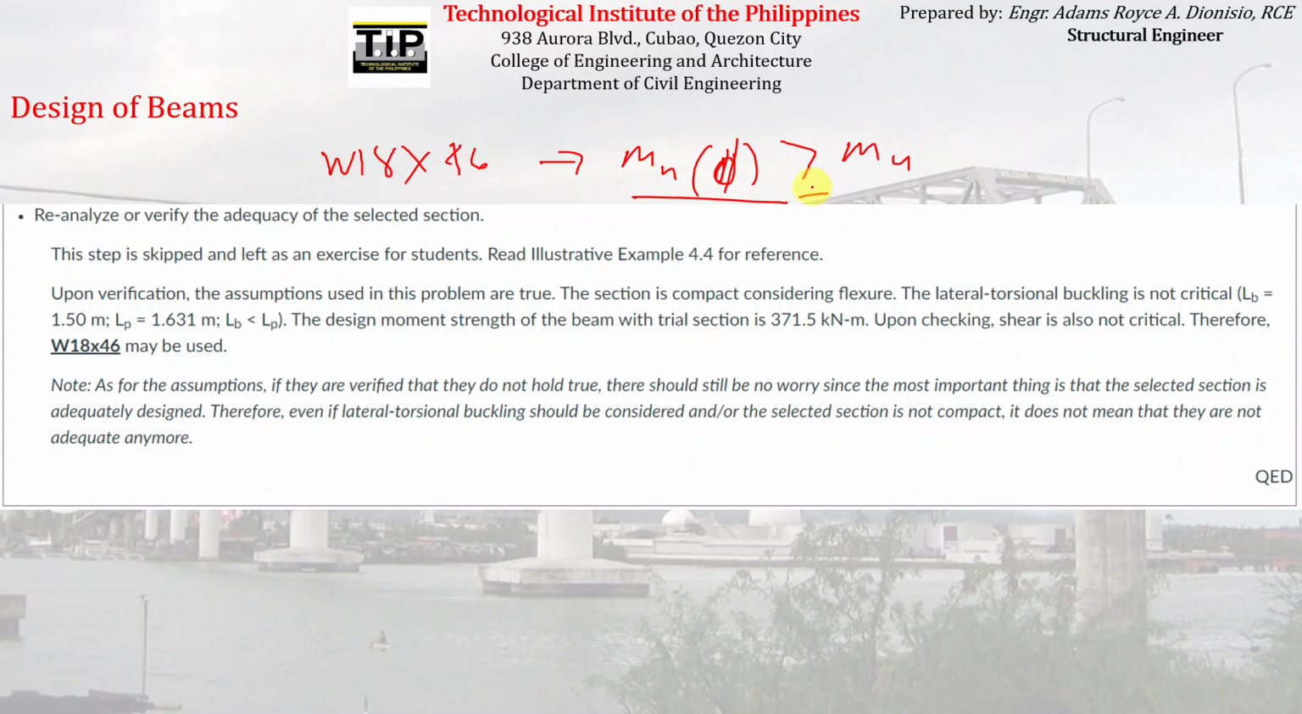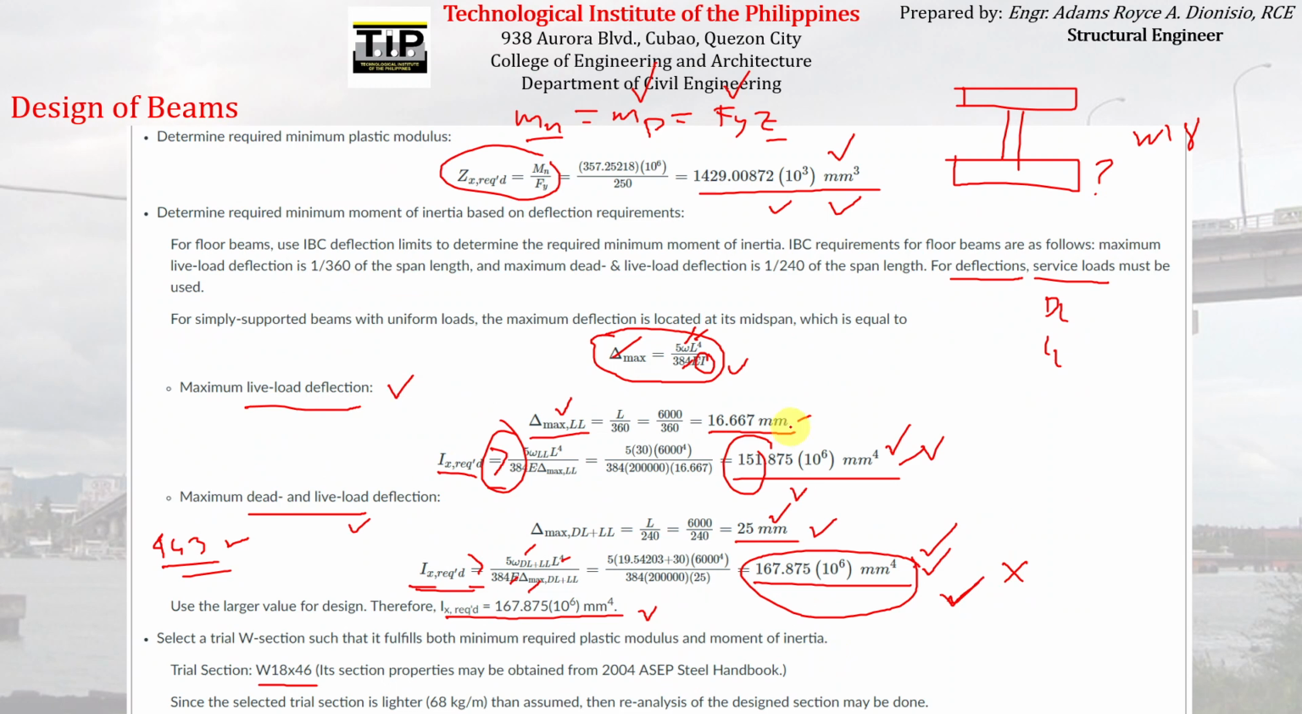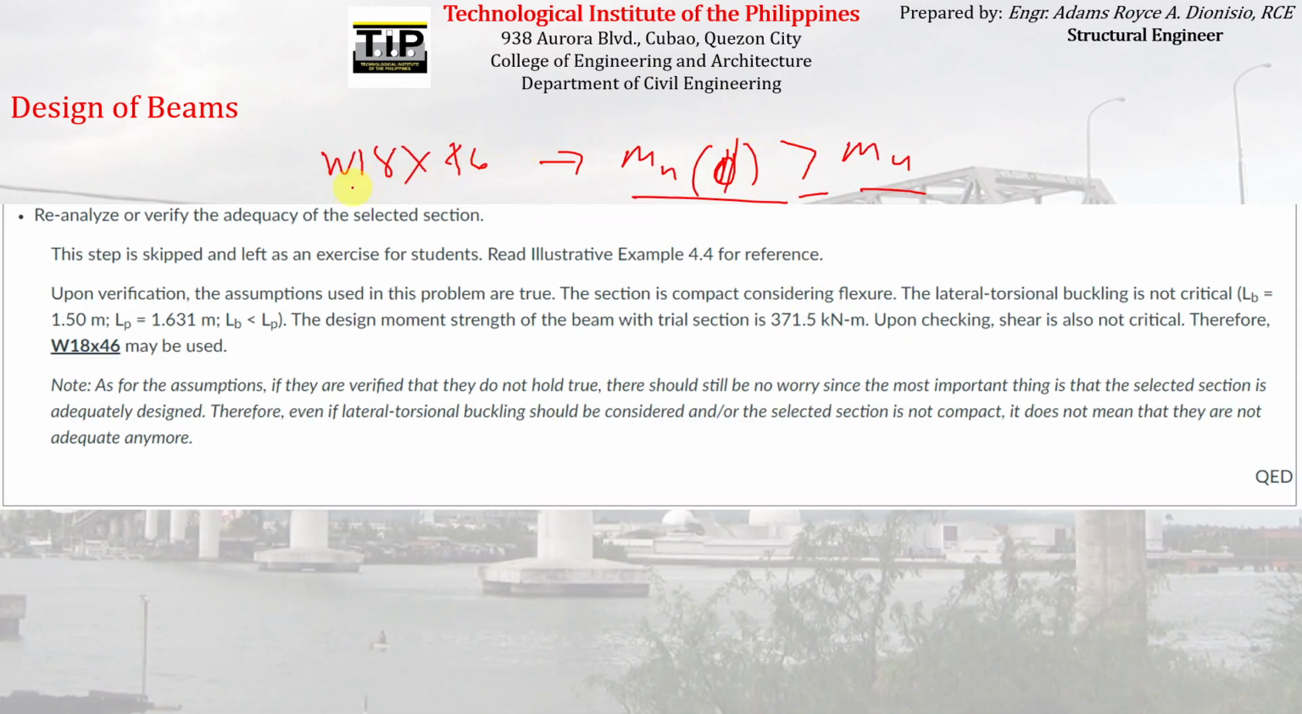If ever you see that the moment capacity of a W18 by 46 section is actually larger than the demand, the Mu that we have computed here, which is equal to 321.53, therefore the trial section is actually okay and safe. We can expect that the trial section can easily withstand the stresses that will be induced by a magnitude of Mu equal to 321.3.